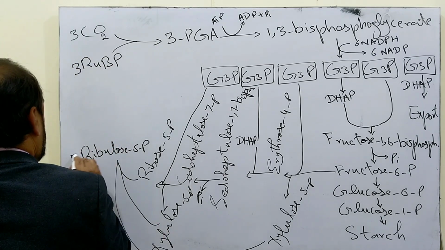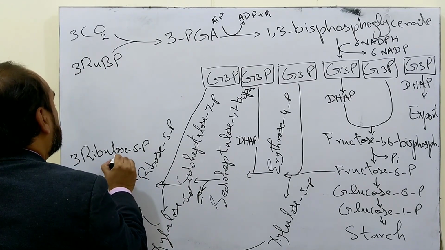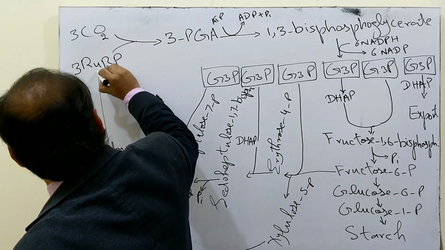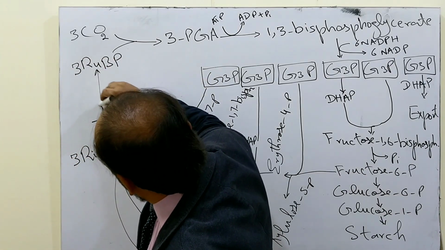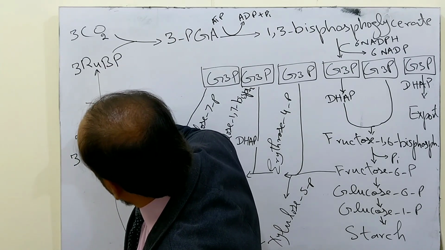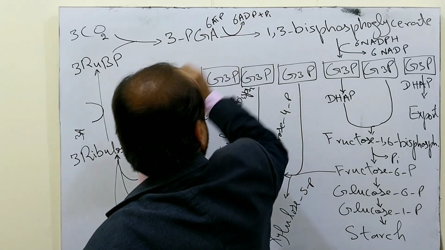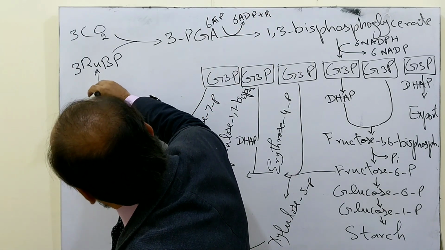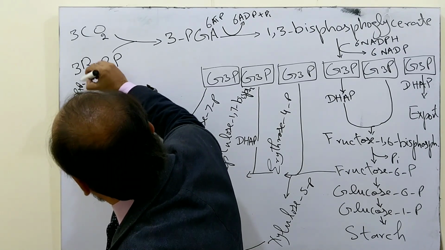So 3 molecules of ribulose 5-phosphate are made here. This ribulose 5-phosphate is converted into RUBP by utilizing 3 ATP. Here we use 6 ATP and here we use 3 ATP, which are converted to 3 ADP and inorganic phosphate group.